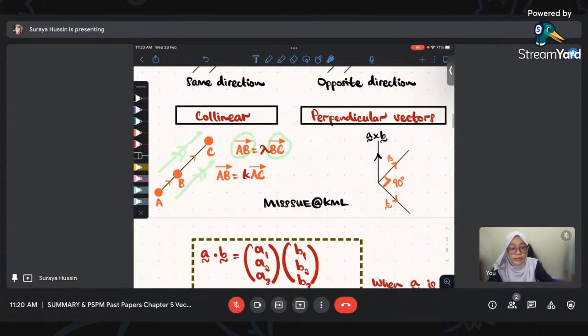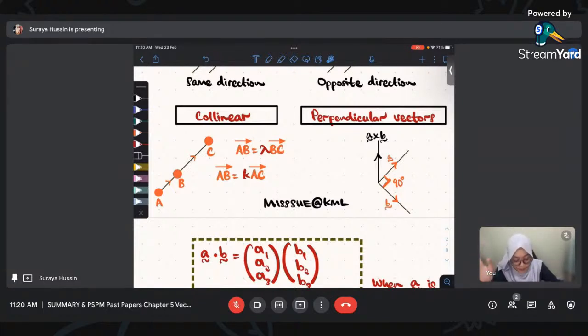Cumanya dia ada 3 point. Okay. Same goes to AB with AC. So all of these are parallel, but they must have a lambda or K to indicate that it's parallel. Jadi parallel mesti ada lambda ataupun huruf K constant. That's it. Okay. Ingat, setiap kali nampak parallel vector, mesti ada lambda. Mesti ada K. There is a constant over there.